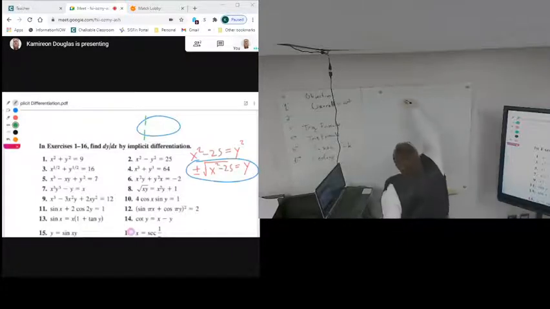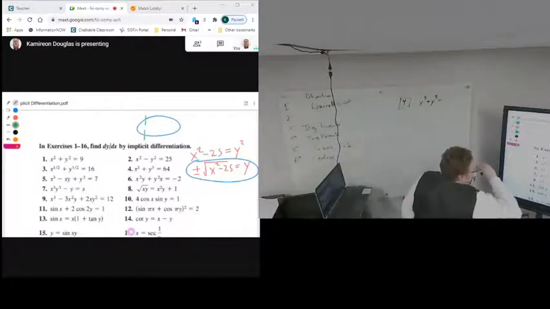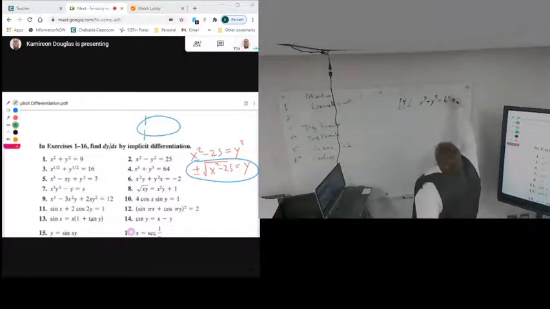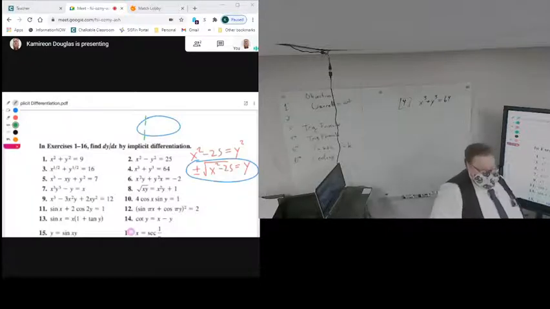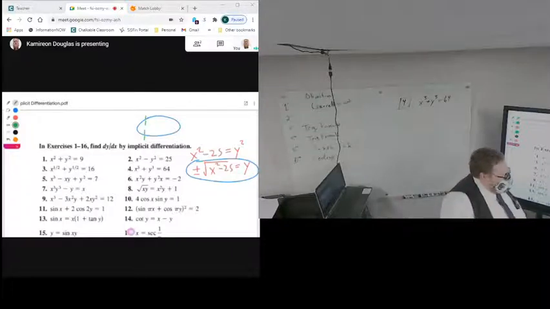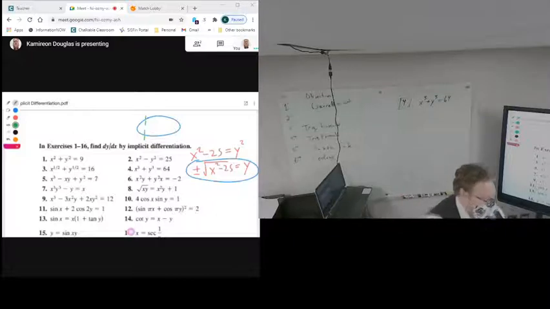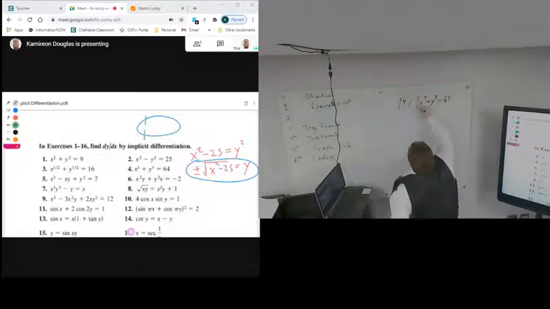Number 4 says x cubed plus y cubed equals 64. So again, I could, in theory, solve this one directly for y by subtracting the x cubed over and taking a cube root. Then I'm forced to do a chain rule problem, which is not hard. It's just a little tedious and time consuming. Instead, I'm going to do it by using our technique, implicit differentiation.